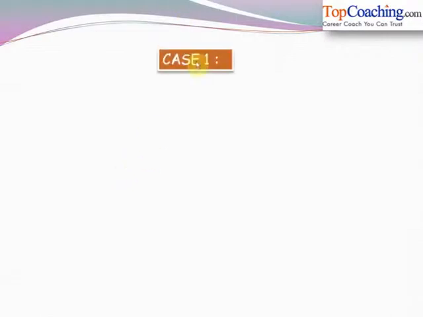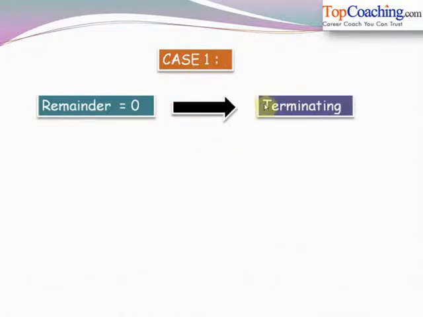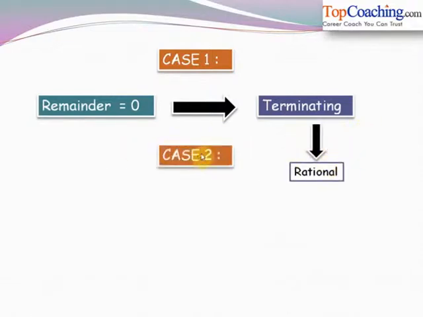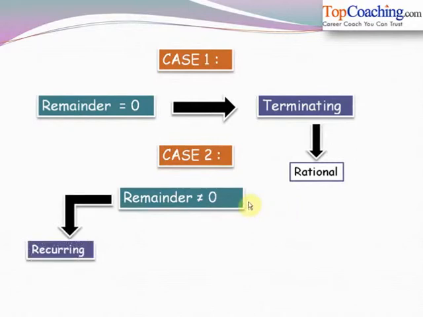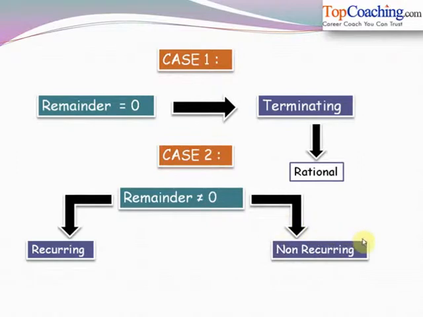Now, let's take the case number 1 as remainder equal to 0. Whenever we get remainder equal to 0, then it is known as a terminating decimal. Terminating decimal is always a rational number. Let's take case number 2: remainder not equal to 0. Earlier we took the case as remainder equal to 0, now of course the second case will be remainder not equal to 0. Now again there are two cases. The first is it's a recurring decimal, and the second is it's a non-recurring decimal.